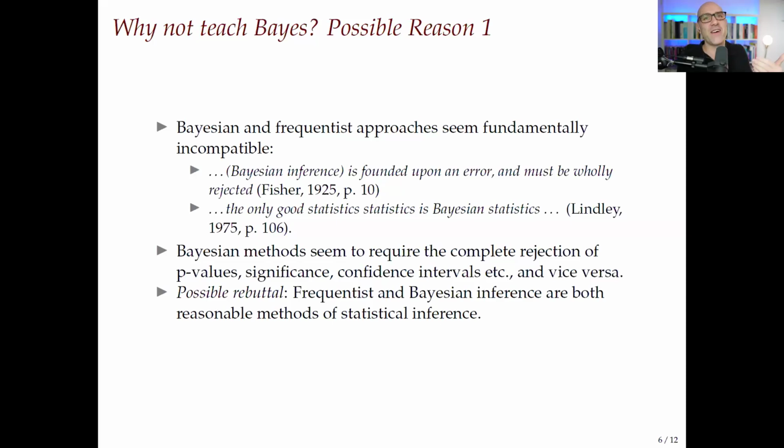So if the price to pay to use Bayesian methods is to get rid of all these other methods, then I'm not going to do that. Now, my response to that is that there's no reason for this incompatibility. There's no reason why you can't see them as two alternative methods, both based on reasonable principles. They're not identical, but one is not absurd relative to the other. So it doesn't have to be this kind of fight to the death.